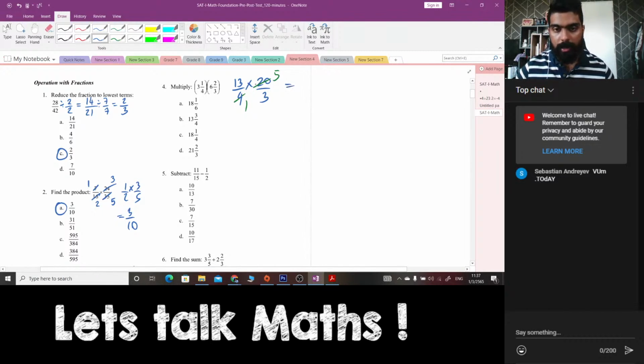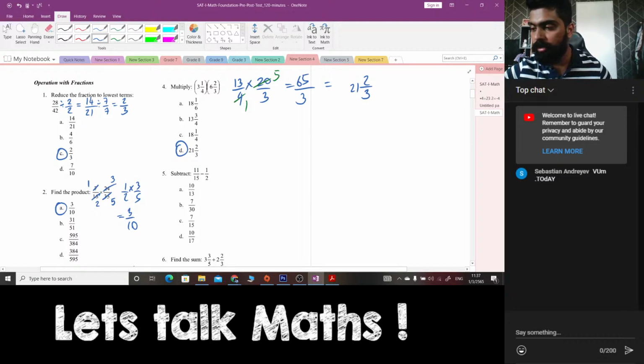Now 13 times 5 is 65 over 1 times 3, which is equal to 3. Now if you take a look at it guys, we see that the answers are all in mixed fractions. So let us change it to a mixed fraction. So we have 21 and 2/3: 3 times 21 is 63, and 63 plus 2 will give us 65. So therefore D would be our answer, right guys?